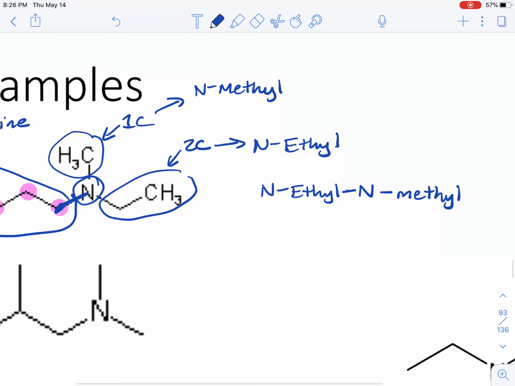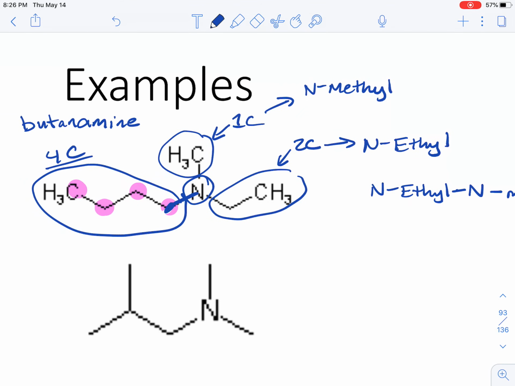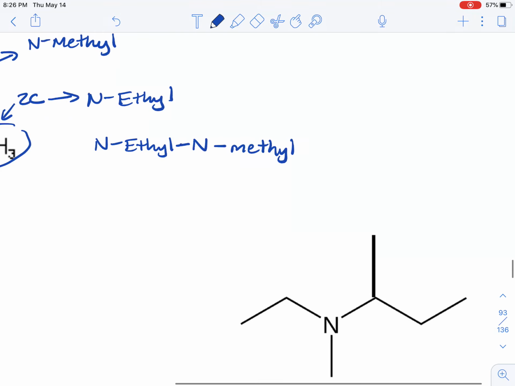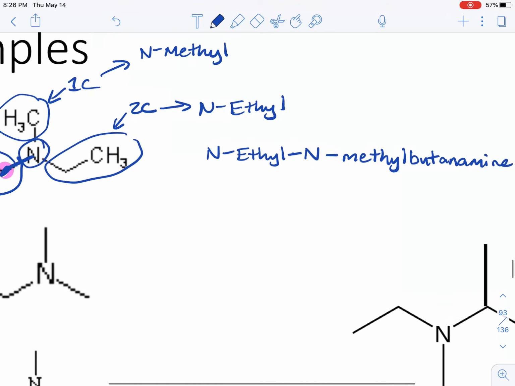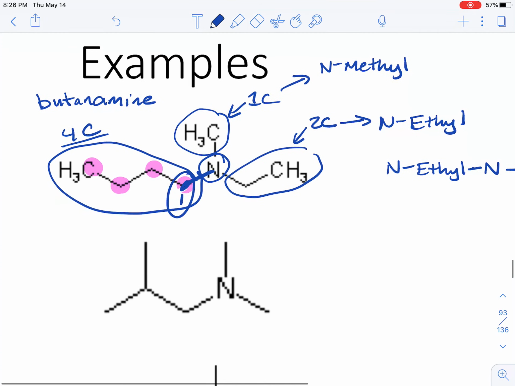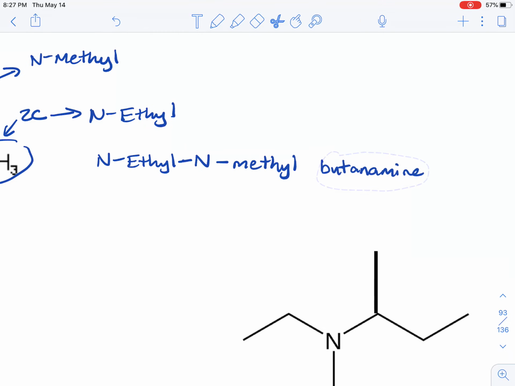All right, so now that we have the N-ethyl and N-methyl written out, we're simply going to go ahead and put in our parent chain. And so here in this case, we can put in butanamine. Now, if you had wanted to number this as carbon number one, you can put in 1-butanamine. And if you're going to put that one there, that one is going to be placed in the middle between methyl and butanamine.